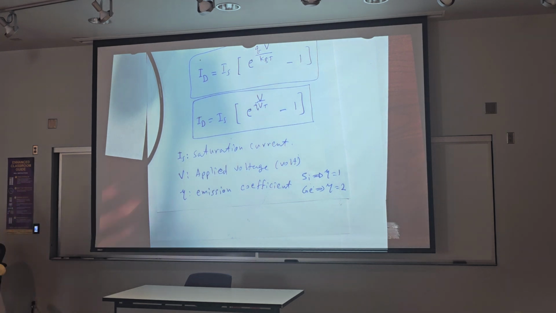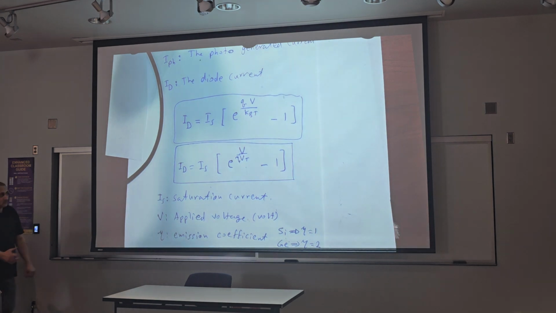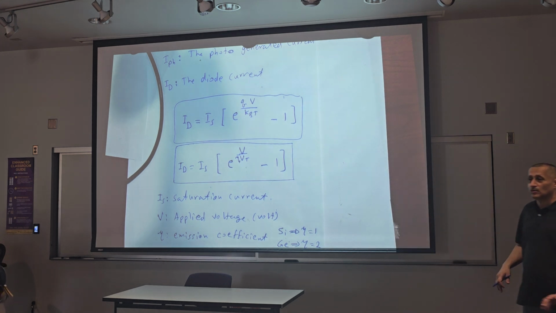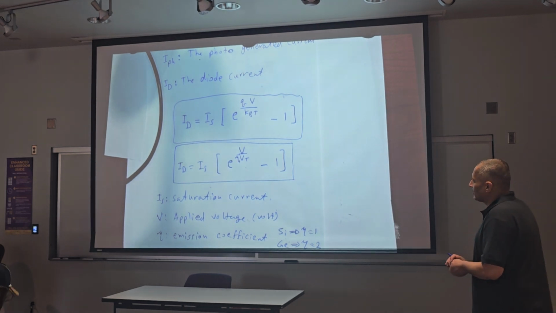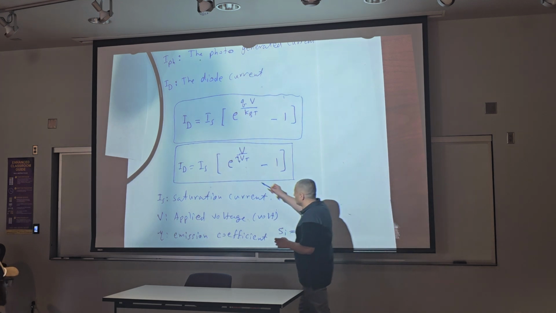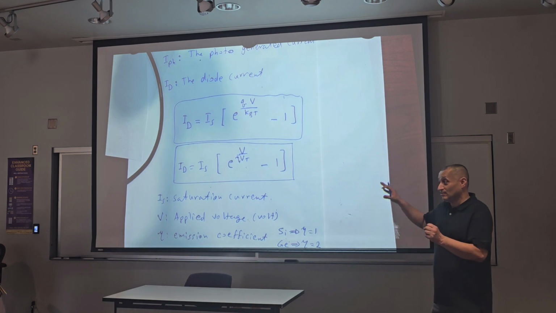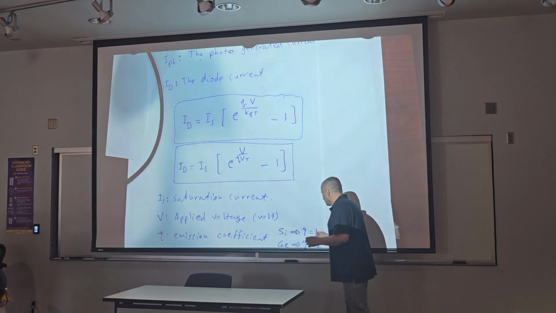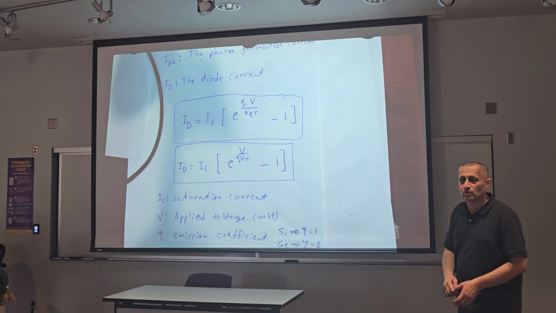Just write this one. Take it, right? Okay. I will upload the lecture note to Canvas, okay? But take your time to write. Now, eta is the emission coefficient that depends on the type of the material used for the diode. Maybe silicon eta equal 1, and if we use germanium eta equal 2.